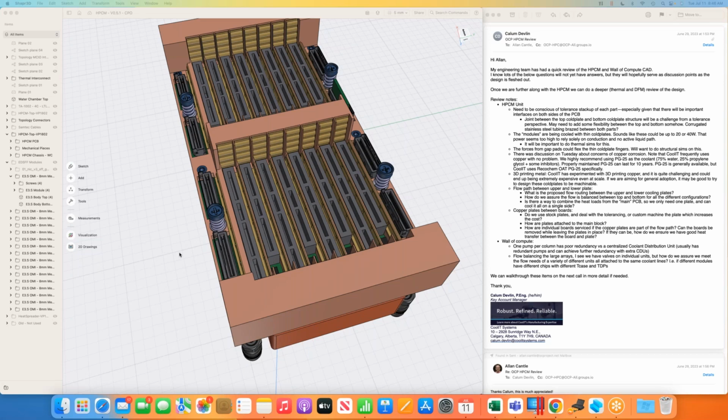Okay. Yeah, I was going to say, Al, do you want me to just quickly go through some of these? Yeah, so some of these you can now actually disregard. For example, this third bullet point about forces from the gap pads flexing the cold plate fingers. Now that I understand that the cold plate is mounted to the card first, that's less of a concern.